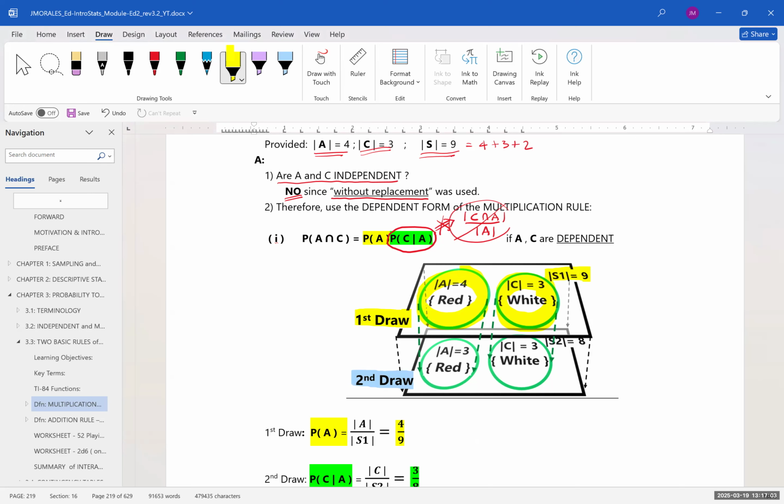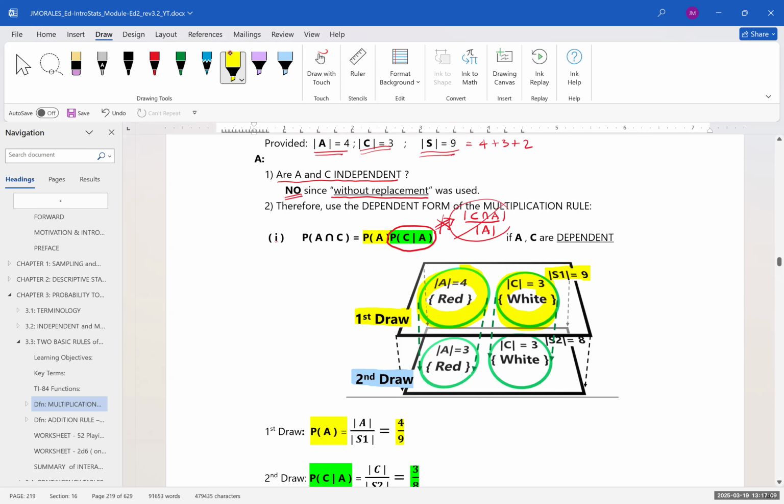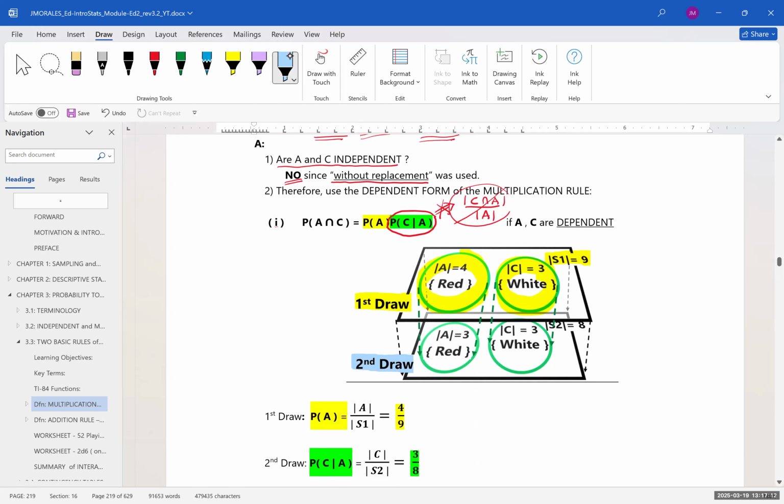Now we end up selecting a red on our first draw. So the first thing you'll notice is that the number of reds went down from four down to three on our second draw. But the number of whites remained unchanged. But now, since we're drawing marbles without replacement, our sample size is dropping from 9 down to 8. So this is the scenario that we've got going on with our second draw, and up above is the scenario that we have going on with our first draw.